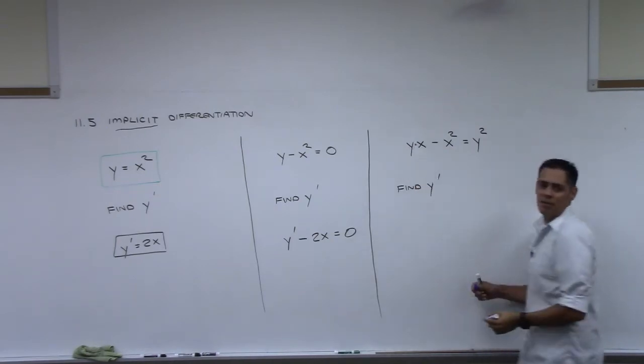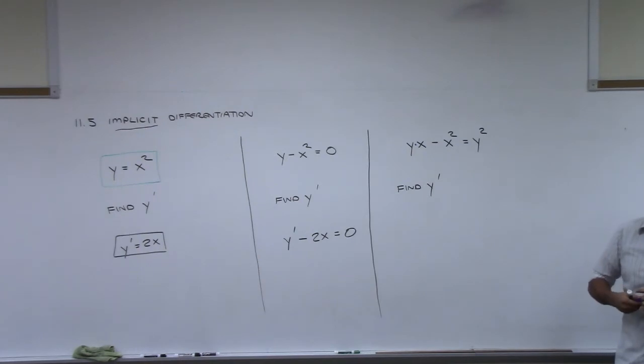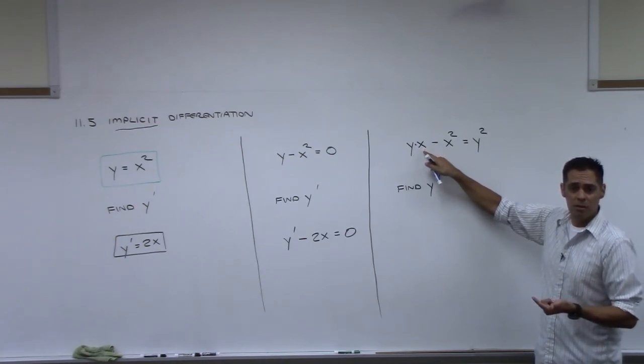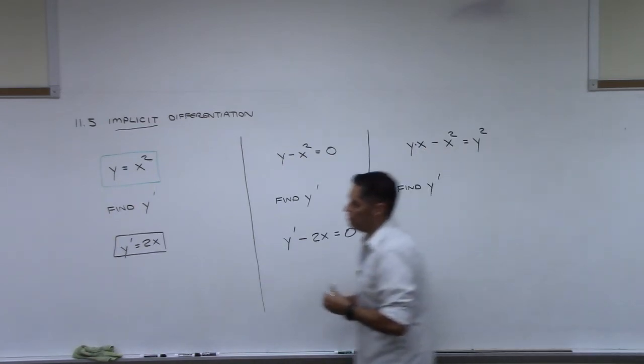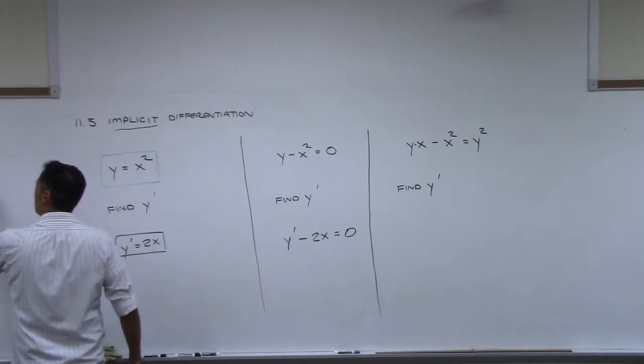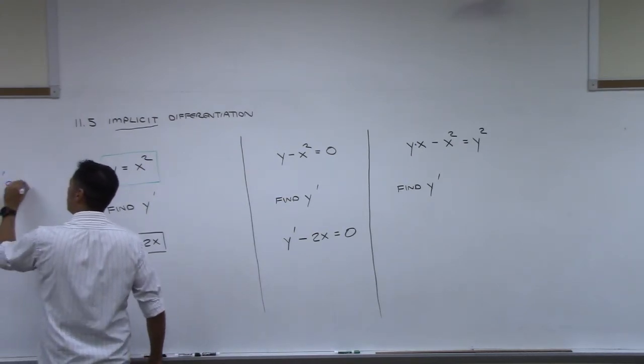It's a product though, right? We don't do products individually. What do we do when we see products? What rule do we use? The product rule, don't we? So we have to take the derivative of this using the product rule. Now the product rule said this: if you had two things multiplied, the derivative was f prime g plus g prime f.